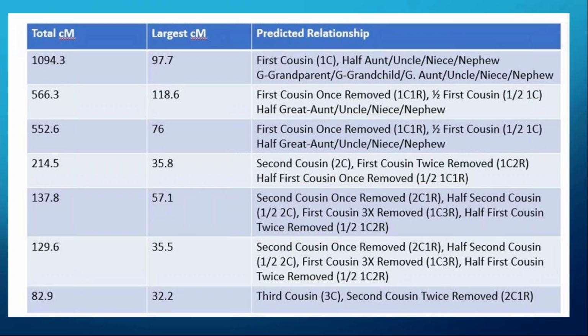In this case, the largest centimorgan shared was 97.7. But if you move down the table, for instance, where it says 214.5, with the largest centimorgan being 35.8, it was predicted by Ancestry that this person was a second cousin to me, but there were other possibilities. Luckily for me, the number of centimorgans did match our actual second cousin relationship after it was documented with the paper trail I was able to develop.